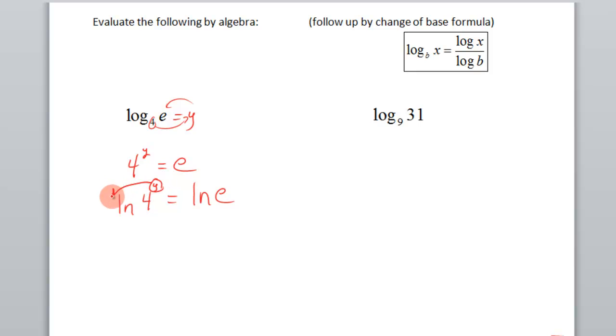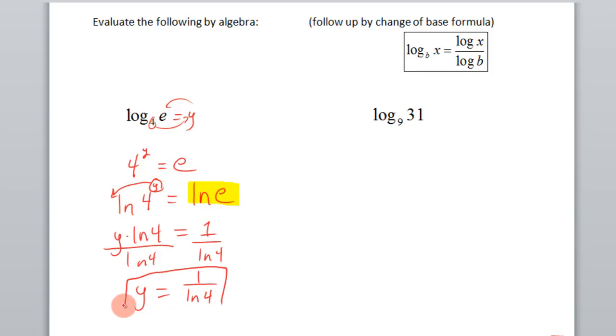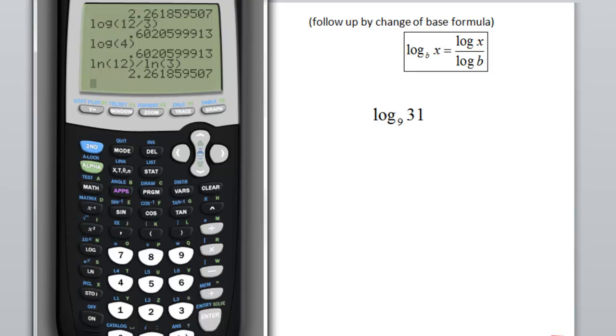Next step, use the power rule, bring the y out front. So it's y times the natural log of 4 equals, again, we just got done saying, that's going to be 1. Then I divide by the natural log of 4. So the exact answer is this. If I ever ask you for an exact answer, that's the exact, right? Now if I ask you for the approximate, pull up the calculator.